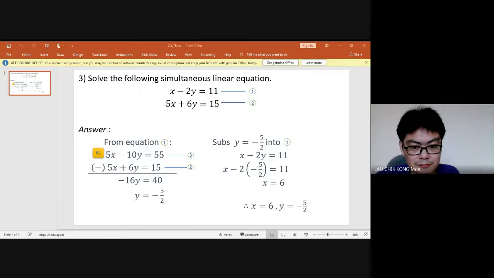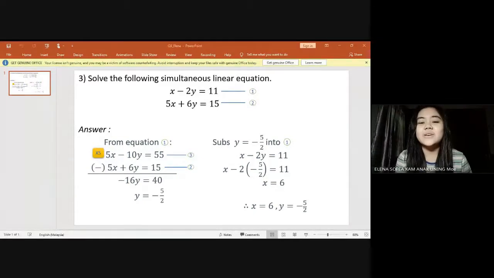Okay. So, good morning to everyone. So, we go to the next question, question number 3. Solve the following simultaneous linear equations. x minus 2y equals 11, 5x plus 6y equals 15. So, for this question, I use the elimination method.